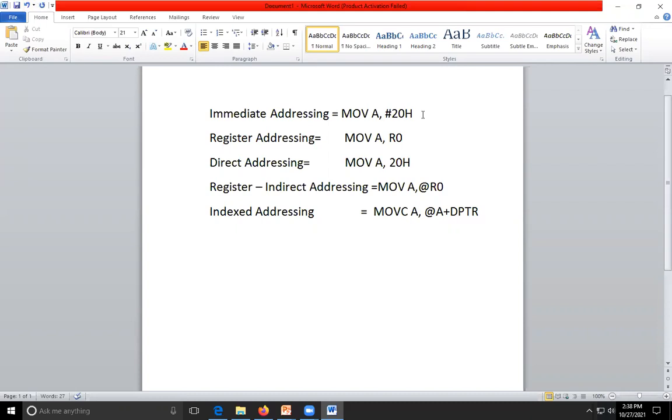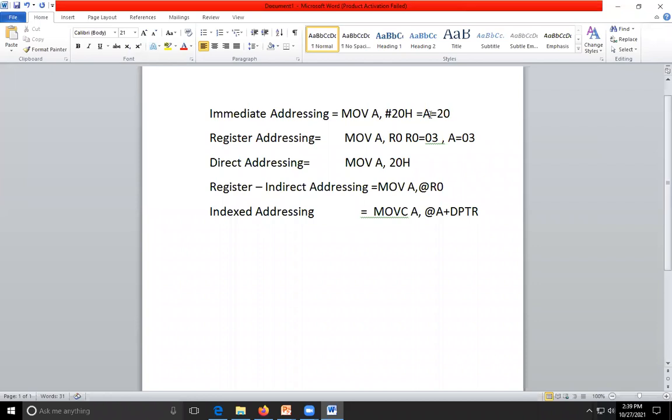See, immediate addressing means what? You transfer the direct value, so after this instruction, what is the value? A contains the direct value 20H. Okay, here what is the value? It is not directly A. Suppose R0 contains 03, and that 03 is transferred to the accumulator. So after that A contains the value 03. This is the register addressing mode.